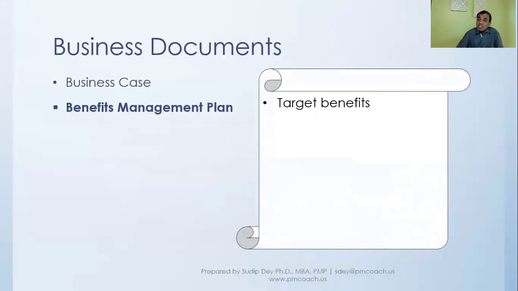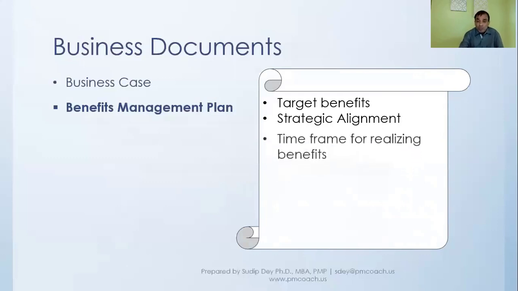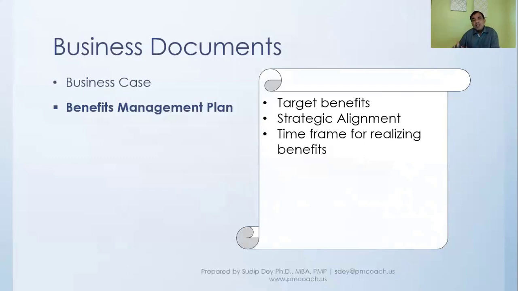That can be tangible benefits, or this can be intangible benefits as well. Then how will they be strategically aligned? Once we have the benefit, we want to ensure that it has been strategically aligned the way it has been thought of. What is the time frame for realizing it, and will it be in different phases, or will it be all together? So what will be the time frame? What will it look like, the way we'll get the benefits?